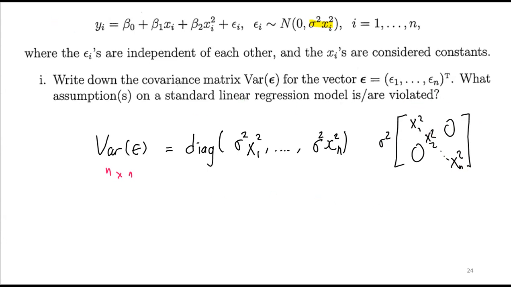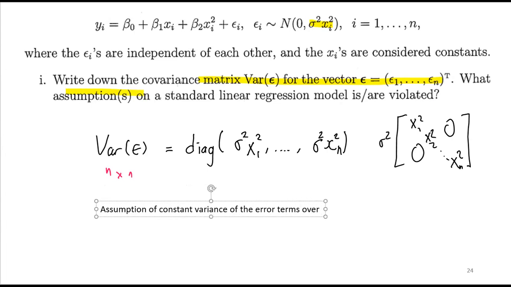All right, so we have answered this, and what assumption has been violated? The assumption of constant variance. The assumption of constant variance of the error terms over observations has been violated.